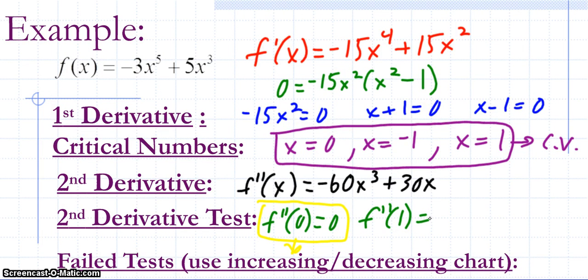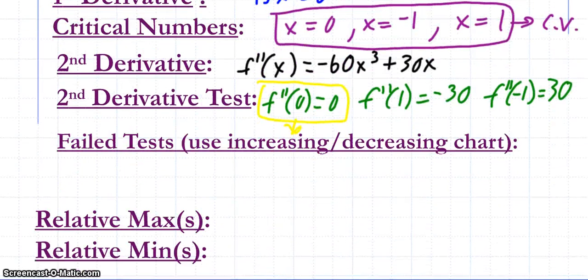f double prime of 1 is negative 30. So that's negative. So if this is negative, that tells us that it is concave down, which means that it is a maximum. And then f double prime of negative 1 is positive 30. So this is positive, so that tells us it's concave up, which tells us it is a minimum.